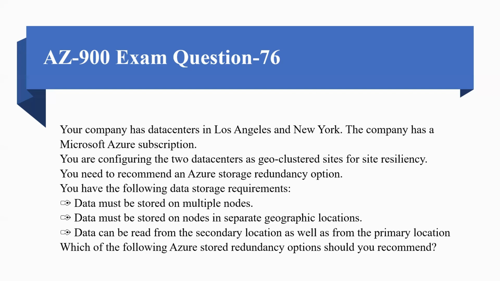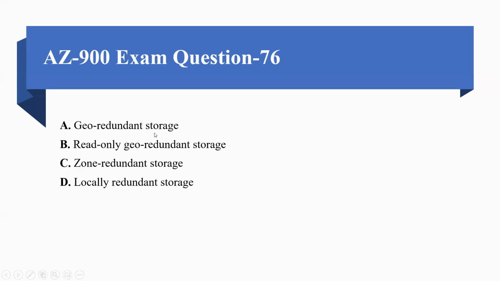Number one, we can store the data on multiple nodes. Second, data can be stored on the nodes in separate geographical locations, and data can be read from any secondary location as well as from the primary location. So we have to find which of the following Azure storage redundancy options we should recommend. The options given are geo-redundant storage, read-only geo-redundant storage, zone-redundant storage, and locally redundant storage. So the correct option is B, read-only geo-redundant storage.